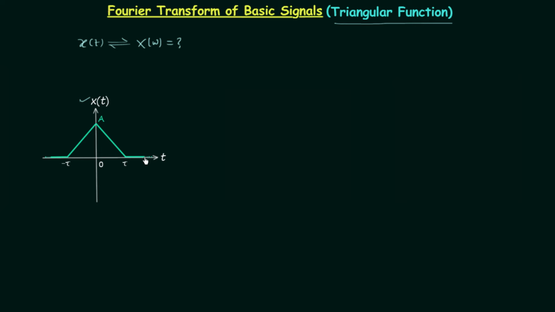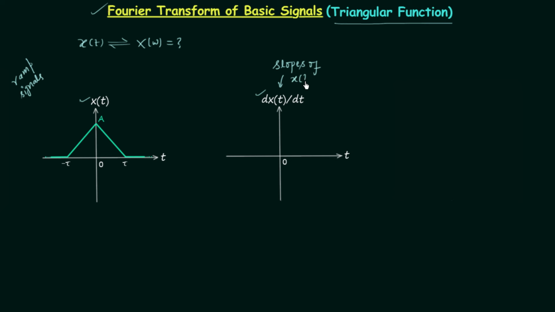And we know the triangular function here can be represented using the ramp signals, and this implies we can use the method of differentiation. So we will differentiate this waveform till we have the waveform which is the combination of only impulses, and once we have that waveform we can easily obtain the Fourier transform. So let's quickly differentiate x(t) and have the waveform of dx(t)/dt, and we know dx(t)/dt will give us the slopes of signal x(t).